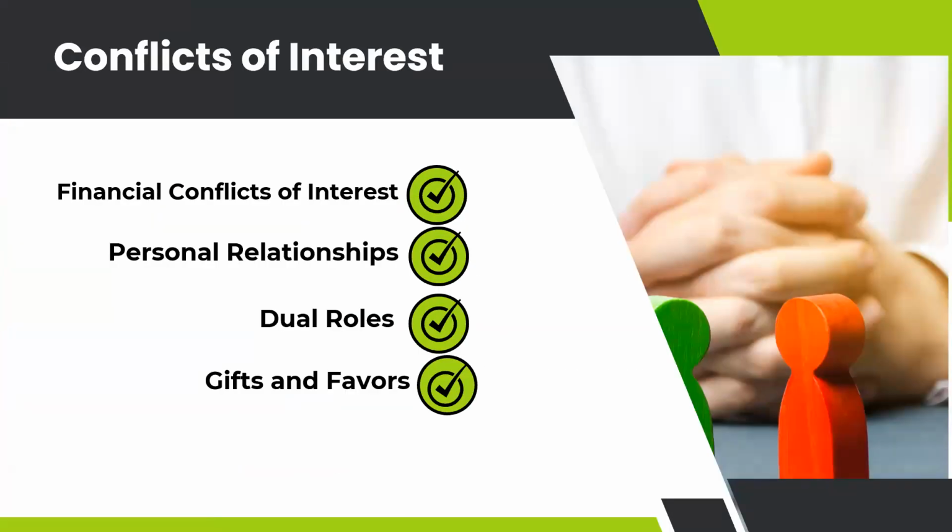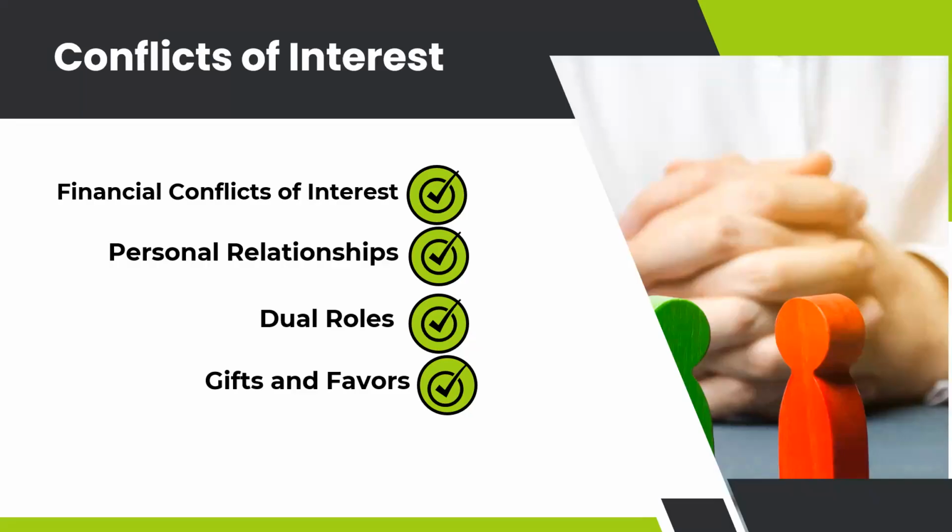Conflict of interest in a business refers to situations in which an individual or entity's personal interest or relationships could potentially compromise their ability to make impartial and objective decisions on behalf of their organization or stakeholders. Financial conflict of interest occurs when an individual's financial interests clash with the interests of the business or its stakeholders. For instance, an executive who owns shares in a supplier company might be inclined to award contracts to that supplier even if it's not the best choice for the business.